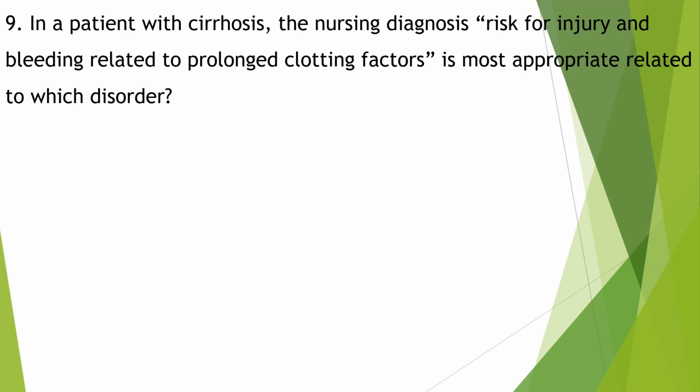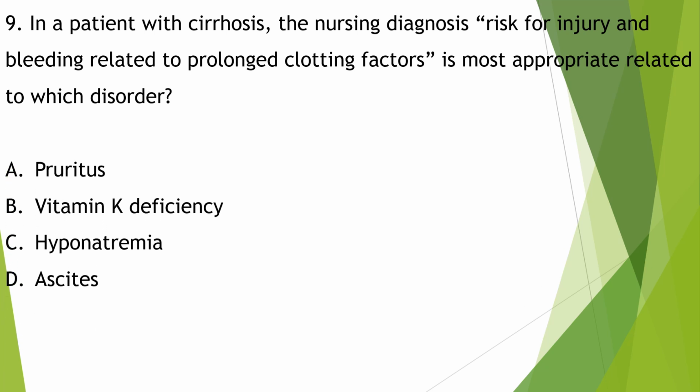In a patient with cirrhosis, the nursing diagnosis, risk for injury and bleeding related to prolonged clotting factors, is most appropriate related to which disorder? Pruritus, vitamin K deficiency, hyponatremia, ascites. Patients with cirrhosis have a decrease in the synthesis of bile salts. The liver makes clotting factors which rely on the presence of vitamin K to function normally. Vitamin K is a fat-soluble vitamin that requires the bile salt to be absorbed properly. In cirrhosis, there is a decrease in the bile salts and decreased ability to absorb vitamin K.